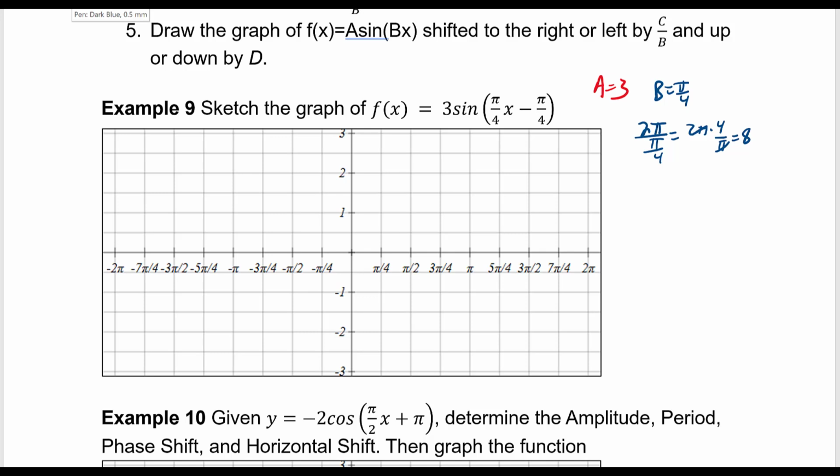And then our phase shift is going to be C over B. So pi over 4 over pi over 4. So it's just going to be 1. So we might want to look at our graph. Yeah, we're going to have to think about this for a second on labeling this.